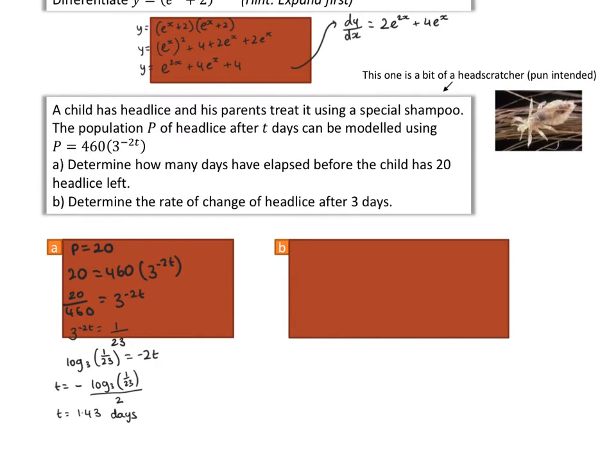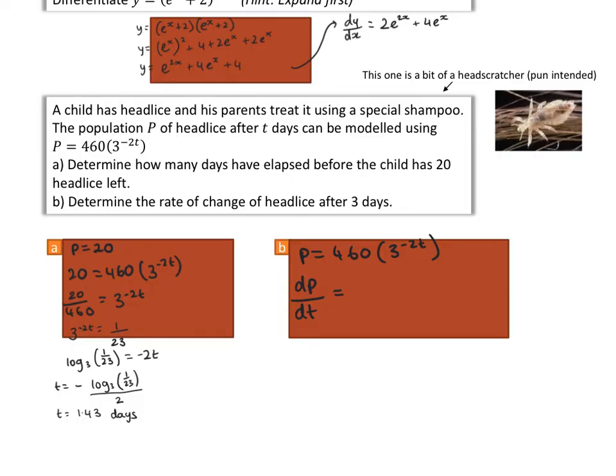Okay, part B. It says determine the rate of change of head lice after 3 days. If I want rate of change, I'm differentiating. So I know P equals 460 lots of 3 to the minus 2t. Differentiate dP with respect to t. When I differentiate 3 to the power of minus 2t, I'm going to multiply by the differential of minus 2t, which is minus 2.